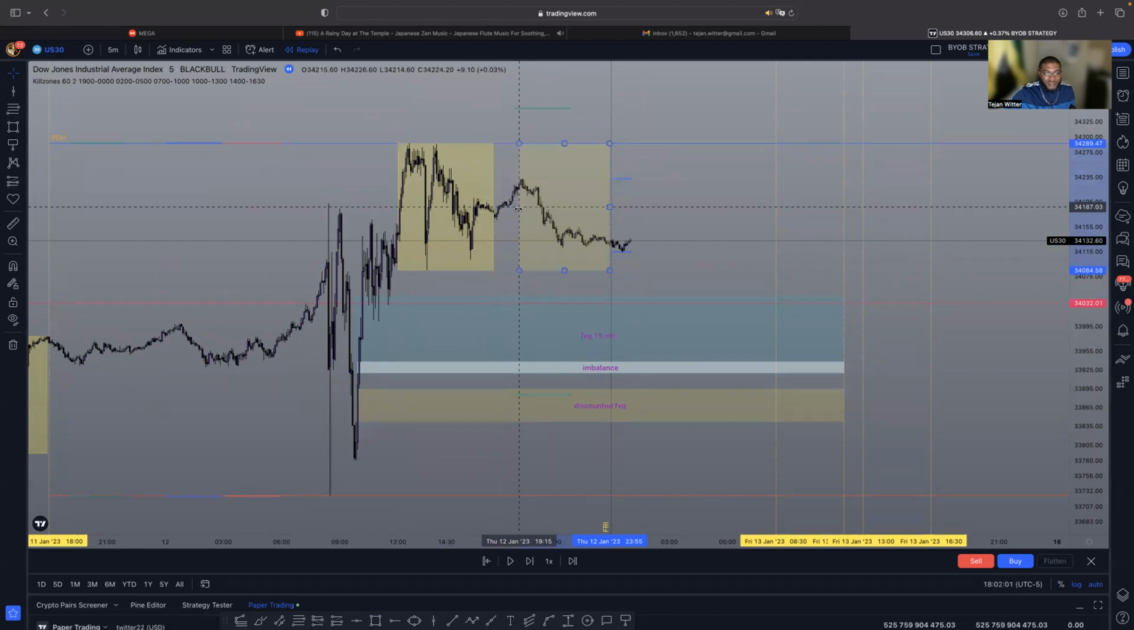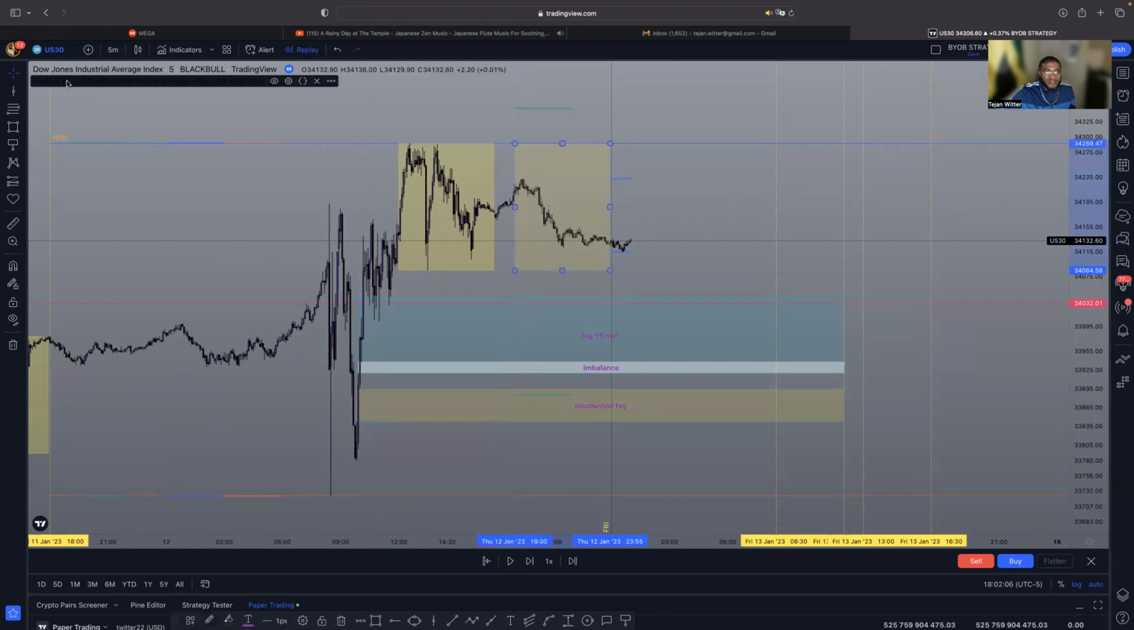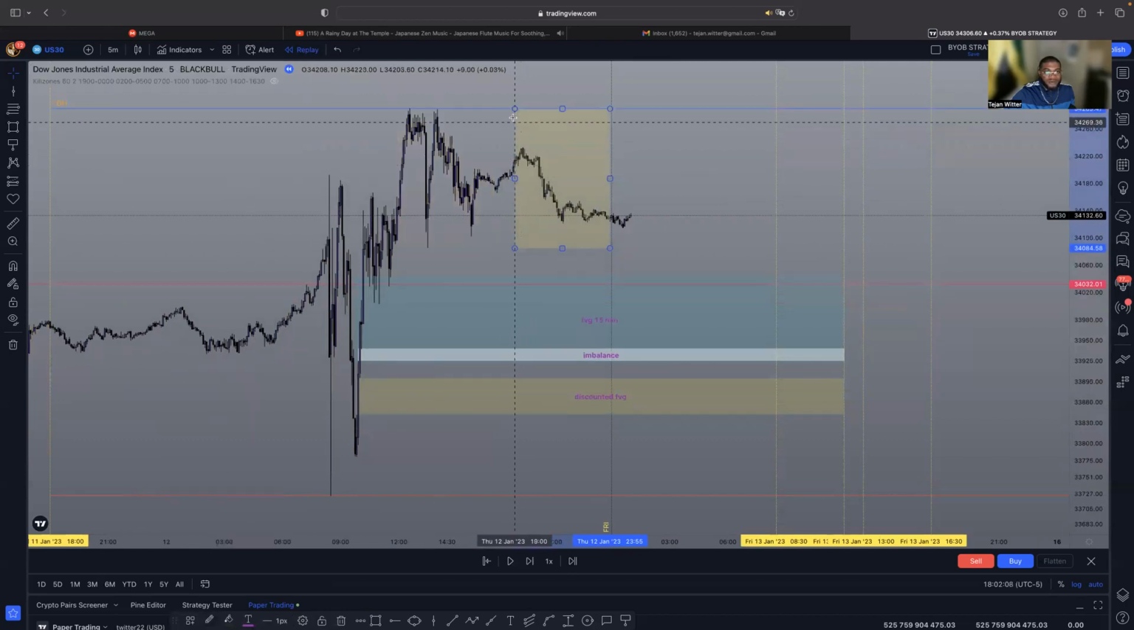From 1900. All right, so 1900 is right there. Guess this is a little bit off. Let me turn that off then. So from 1900 to 12 midnight, that is my Asian range. And I'm just gonna highlight the high and the low as well.